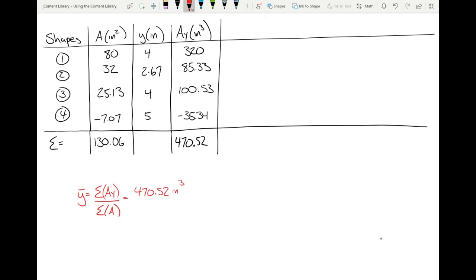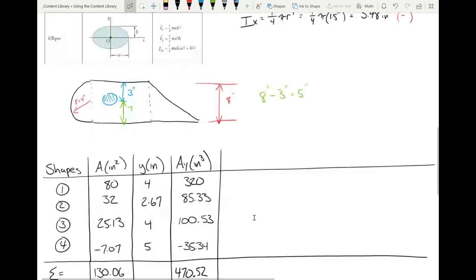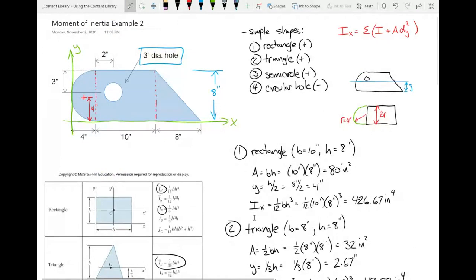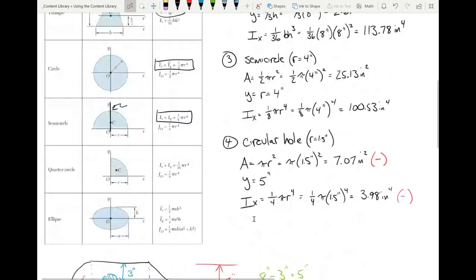If I wanted to compute the centroid, I would say that equals 470.52 inches to the third over 130.06 inches squared. And when you chug that out, you should get something like 3.618 inches. I have to believe that kind of makes sense. If we go back up top and look at the shape, I think it's pretty believable that the centroid is about 3.6 inches from the bottom.